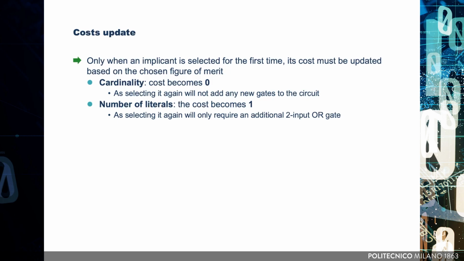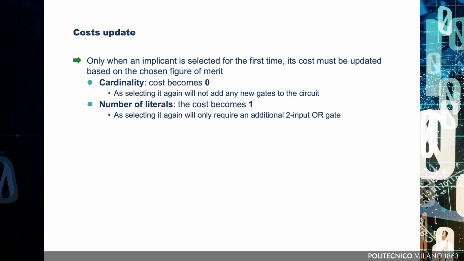Only when an implicant is selected for the first time, its cost must be updated. This cost update accounts for the potential sharing of that implicant across multiple functions. Specifically, choosing an implicant for the first time means that we pay the cost of implementing it, in particular, the AND gate. If the same implicant is selected again for another function, that implementation cost no longer applies. In the case of cardinality, the cost changes from 1 to 0, because selecting the implicant again does not require adding any more AND gates to the circuit.